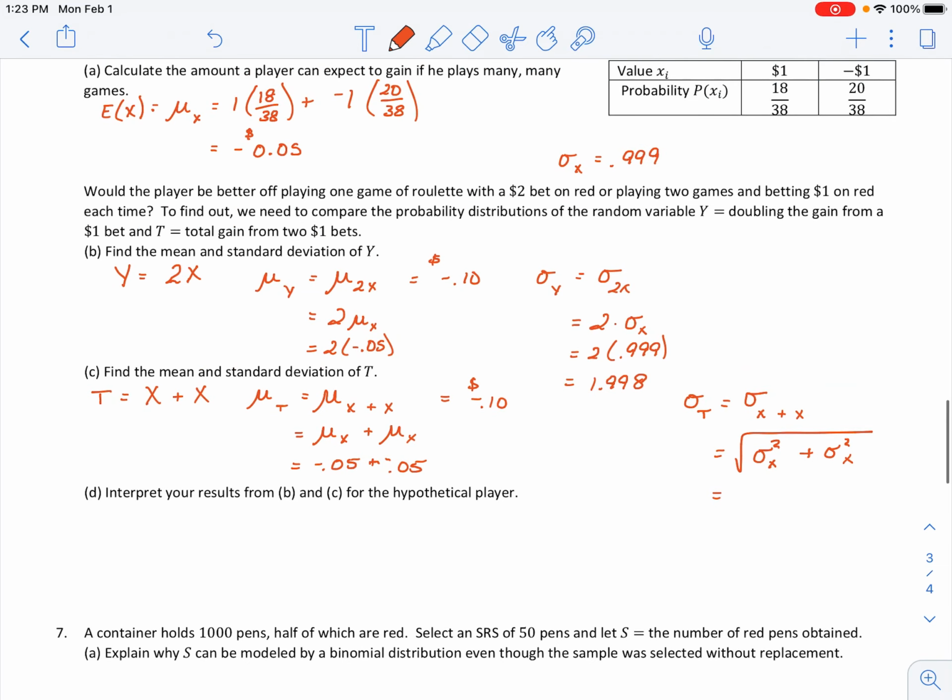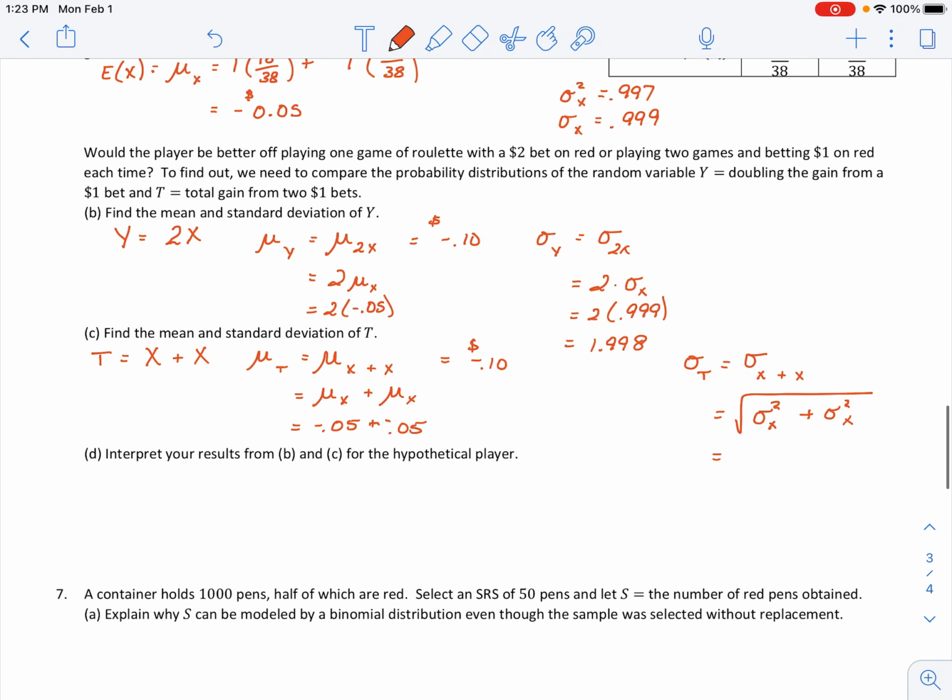So probably should have told you earlier, when I had calculated this, I actually got 0.997. So I'm just going to use that. I could just say 0.99 squared again, but 0.997 plus 0.997. So I'm taking the square root. I didn't even write that down. The square root of that sum turns out to be 1.412.